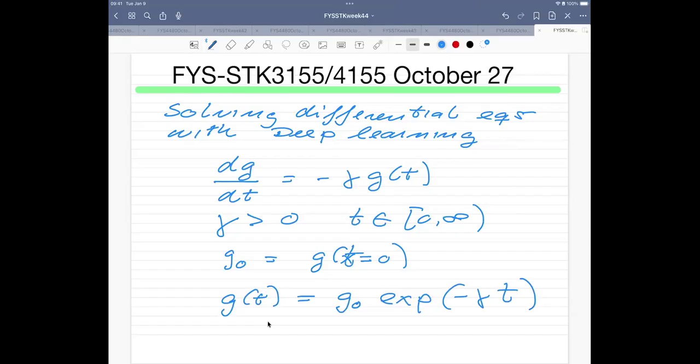You can quickly see that if you insert that solution into the differential equation, it is a solution to the differential equation. When we are solving this with neural networks, what is pretty common to do is to define a new function, which we define as a function of t, and in this case we have only g and its derivative, g'(t). This function is nothing but us taking the difference between the left-hand side and the right-hand side of the differential equation.